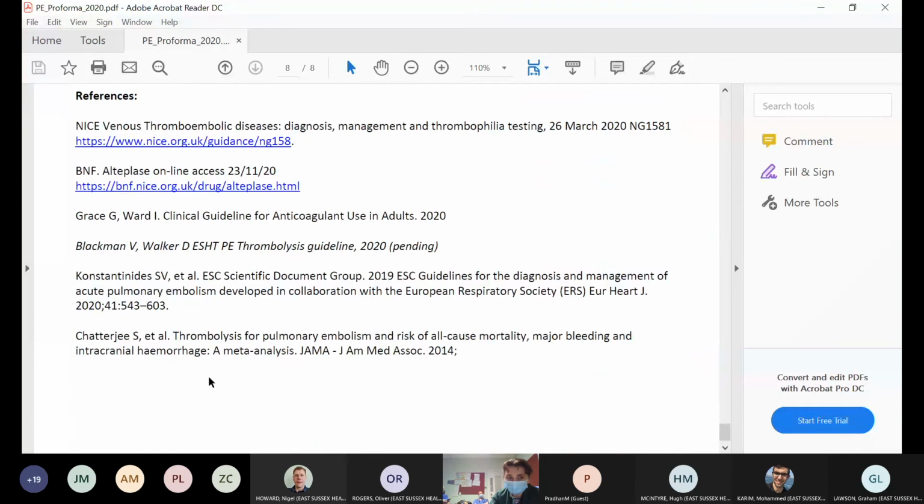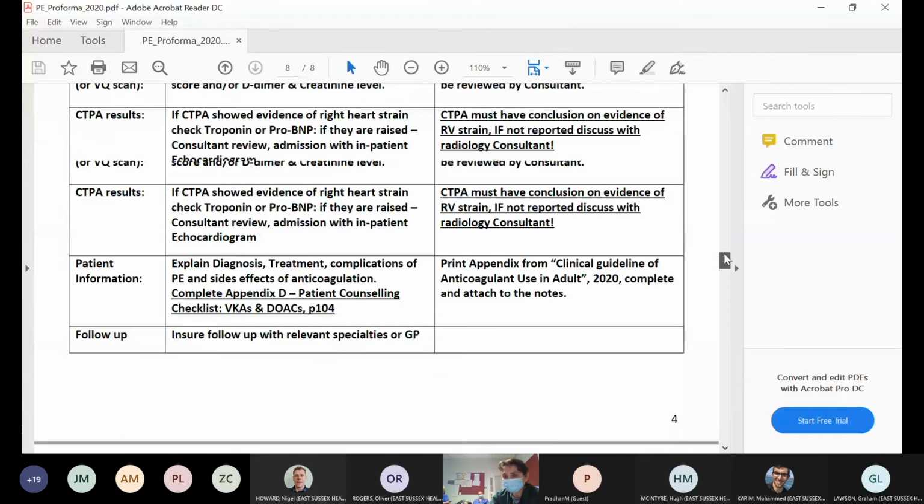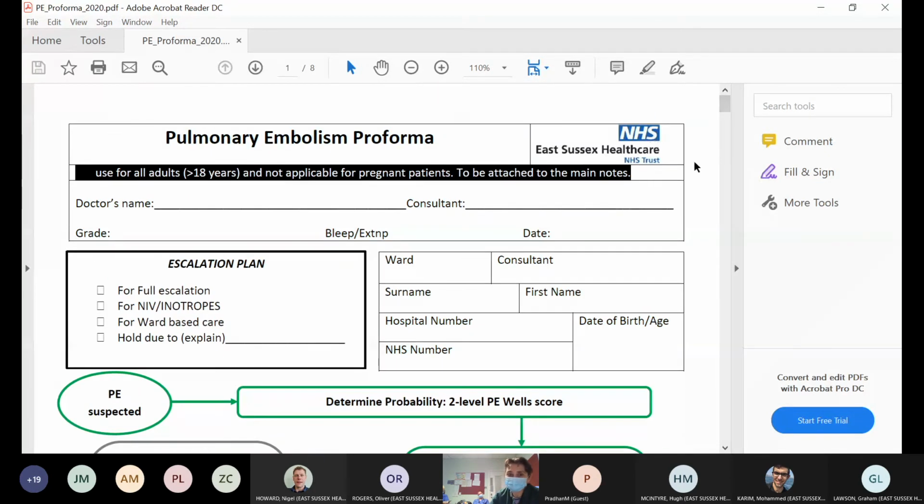Yeah, so we have used NICE guidelines, and we use Dr. Gray's and hematology recent clinical guidelines for anticoagulants, and ESC documents as well. So it's been put together trying to make it so simple and approachable, because PE can have a lot of opinions and assessment, but that is the minimum important information in a few pages.